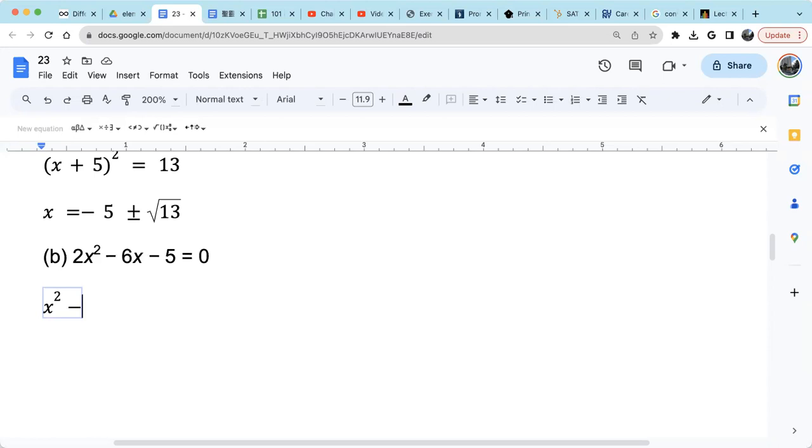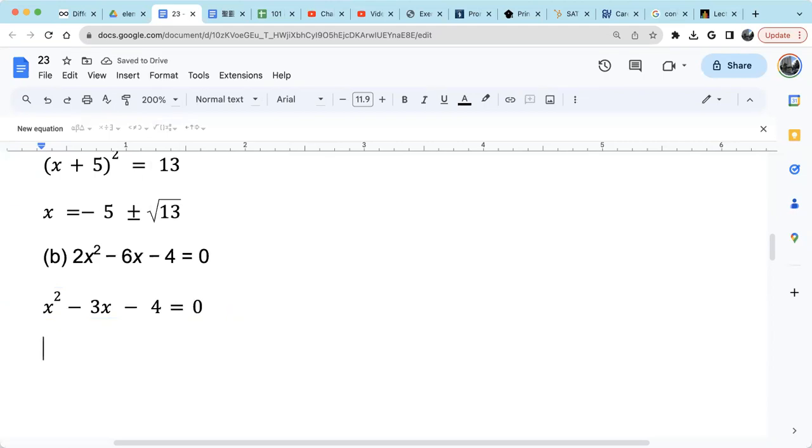6 divided by 2, I get 3x. Then minus 5 over 2. It's a little bit annoying, right? Because I have to deal with this. But you know what? I'm going to change this number to be easier. I'm going to change it to be 4, just to not calculate so much.